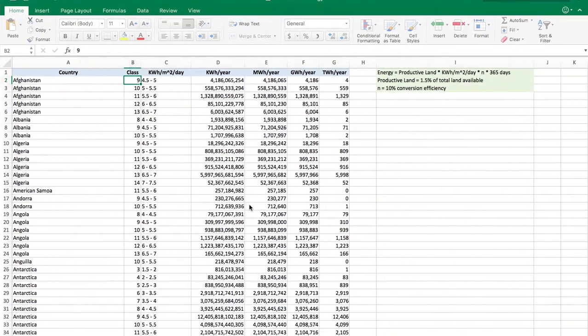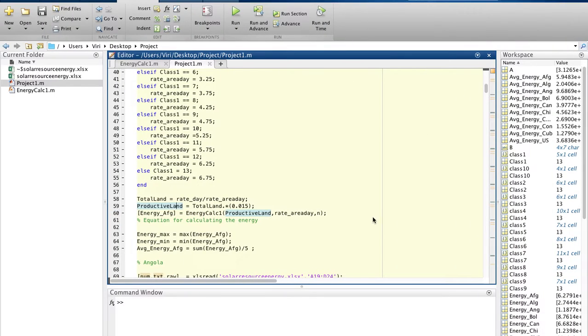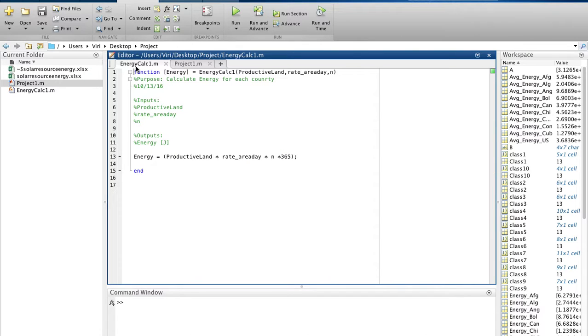And this was taken from these equations here. Here are the equations in the data set, the energy and the productive land equations, and that includes the 1.5% of total land available. And then we created a function to calculate the energy. Our function is called energy calc1, and it was saved under the same name and placed in the same folder of the code and the data set so that it would work.